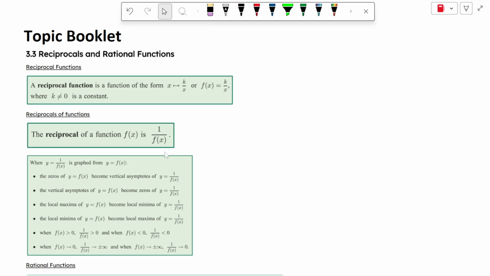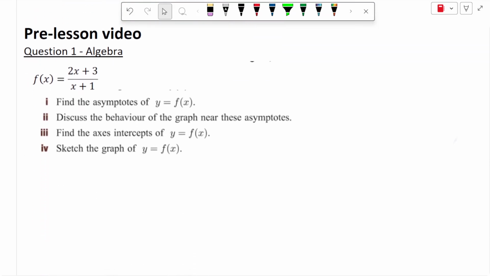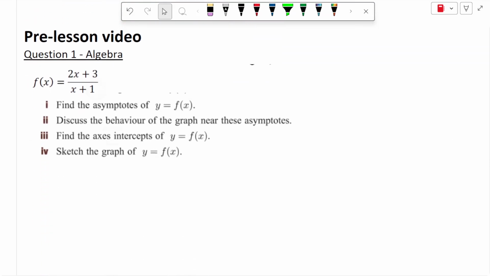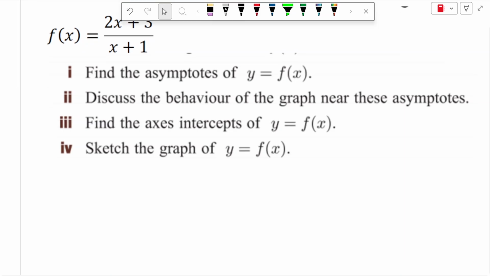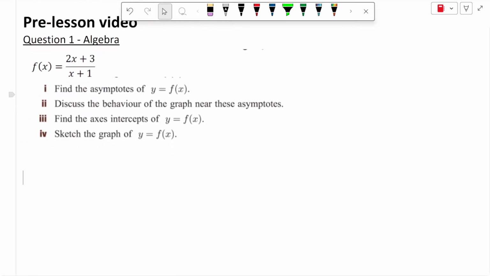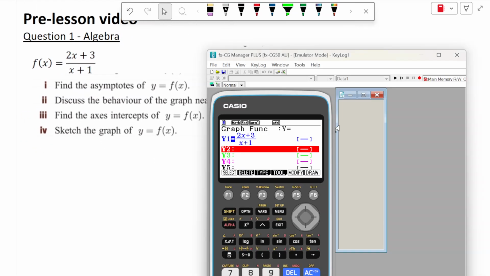All right, reciprocals and rational functions. So generally they look something like this, linear function over linear function, although they could look like a lot of different things. Okay, first thing is to find the asymptotes. Now, we'll graph it. We'll have a quick look at what that looks like.